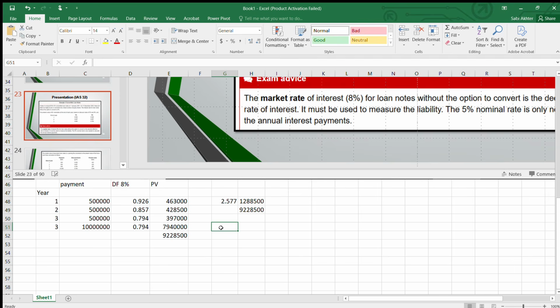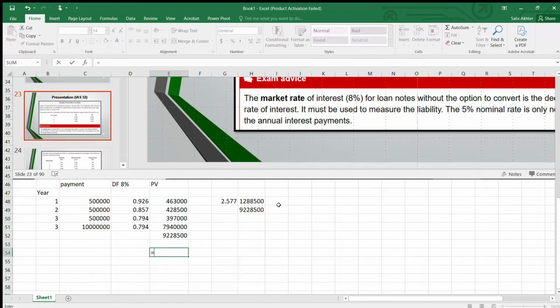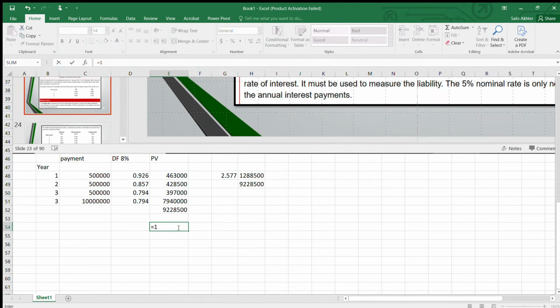So now, this is your liability component. Financial liability is this only. That's it. Equity, how will you find out? The residue. What is your amount that you're issuing? 10 million. So from 10 million, just deduct this. That's it. That is your equity component. So this is your equity, the residue, and this is your liability. That's why I always tell you equity is the residual balance. If you get your liability correct, your equity will be correct because that's just the residue.